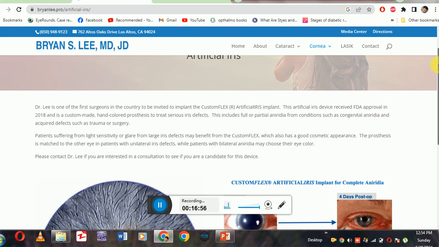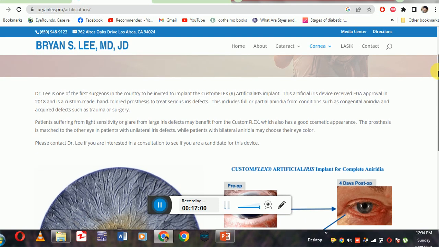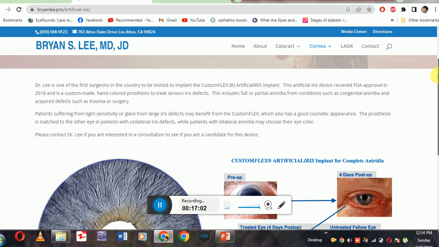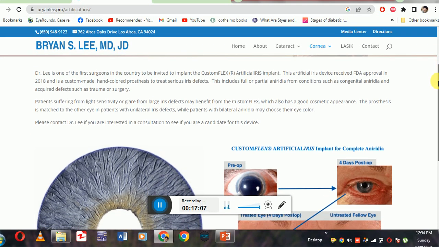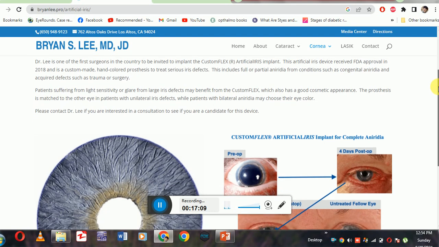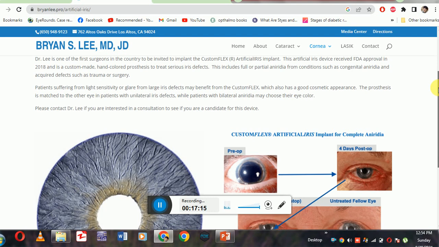Dr. Lee is one of the first surgeons in the country to be invited to implant the artificial iris implant. It received FDA approval in 2018 and is a custom-made hand-colored prosthesis to treat serious iris defects. This includes full or partial aniridia, such as congenital aniridia, and acquired defects such as trauma or surgery.